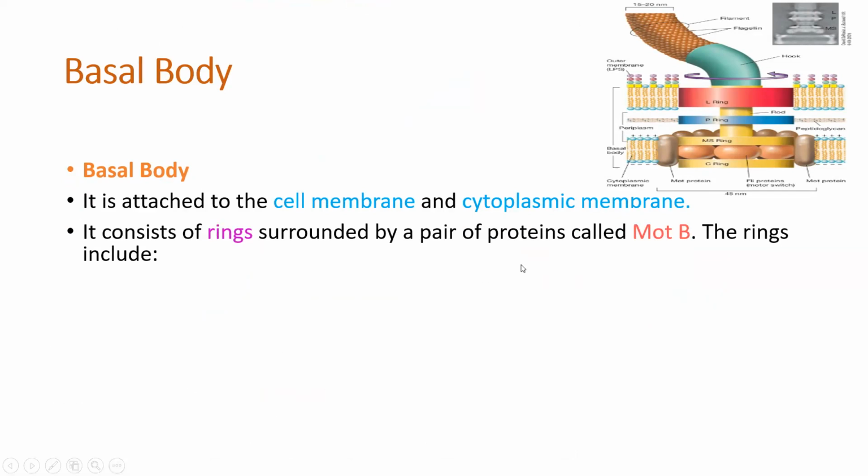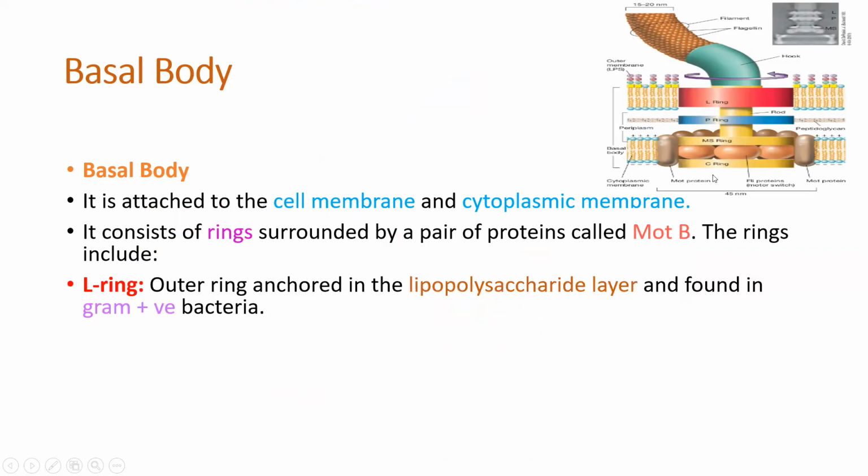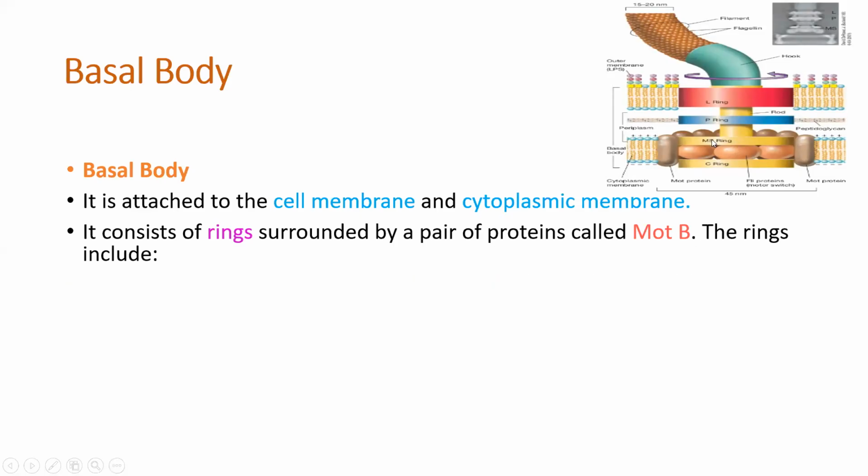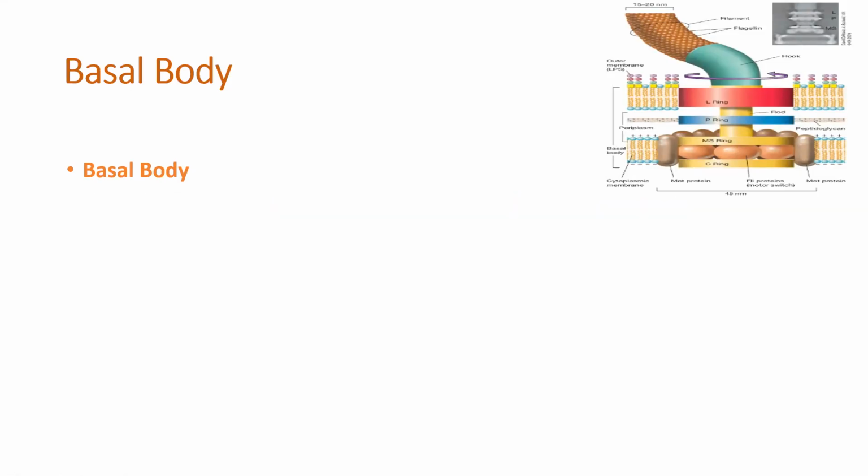It consists of rings surrounded by a pair of proteins called Mot B. The rings include the L ring. Look at here, this is the first one, this is the L ring. Second one P ring. Third one MS ring. Fourth one C ring. First one L ring, second one P ring, third one MS ring, fourth one C ring. I explain one by one.